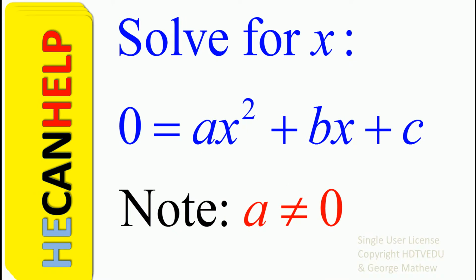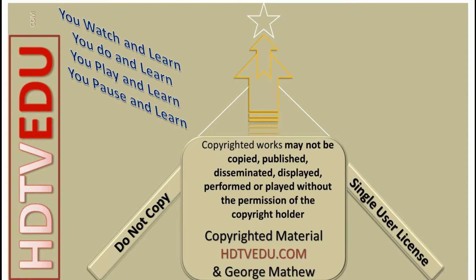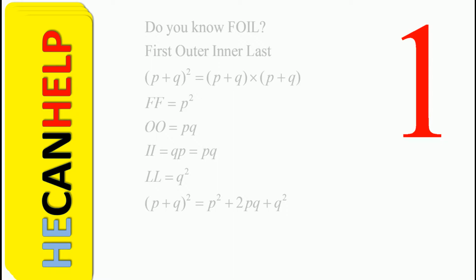Solve for x. 0 is equal to ax squared plus bx plus c. Note, a is not equal to 0. Before we go for the solutions, let's make sure that we know what we are doing.